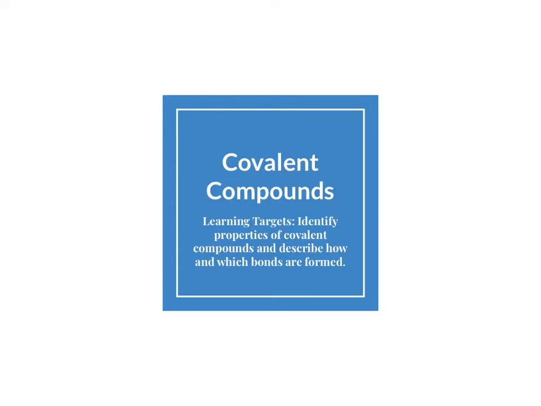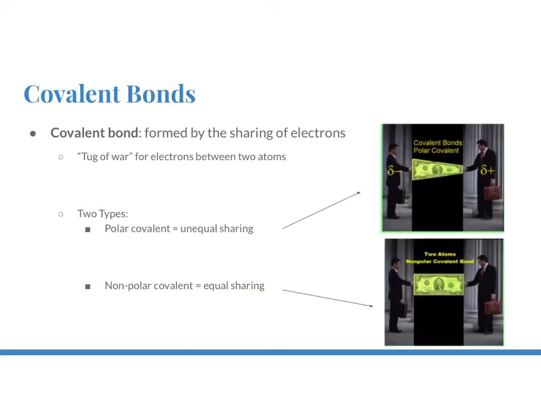Right, so today we are going to be talking about covalent compounds and types of covalent bonds. So our learning targets: we want to identify properties of covalent compounds and then describe how and which bonds are formed. All right, we're going to start off by talking about covalent bonds.